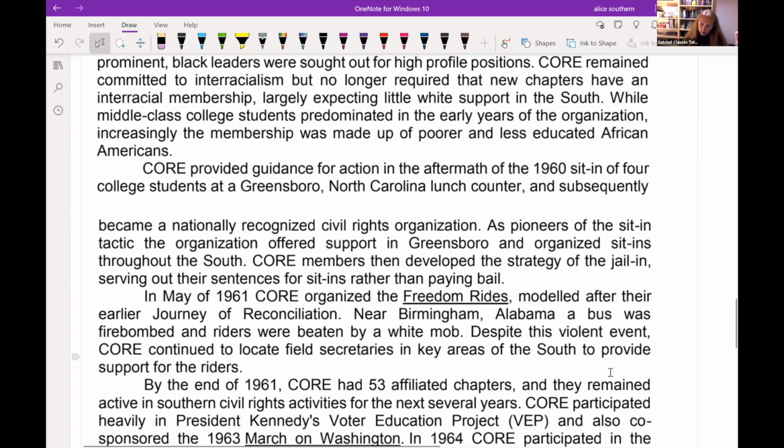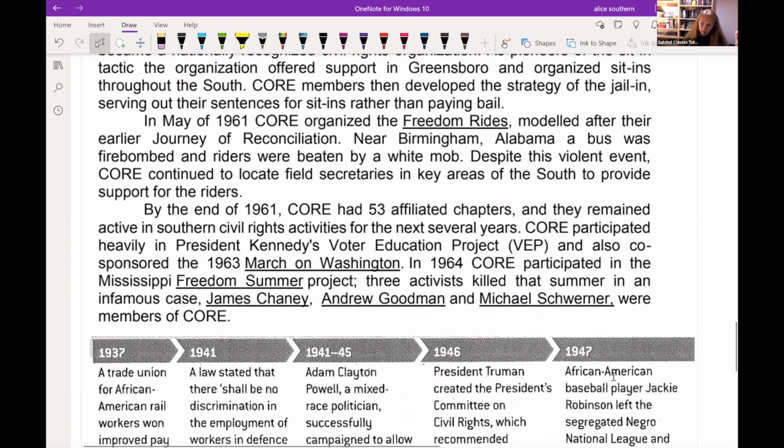So I'm just going to move down to the bottom here. So by the end of 1961, CORE had 53 affiliated chapters, and they remained active in Southern civil rights activities for the next several years. It participated in President Kennedy's voter education project, which we'll look at in future videos. President Kennedy was a supporter of the civil rights movement, and also sponsored the March on Washington, where Martin Luther King gives his famous "I Have a Dream" speech.